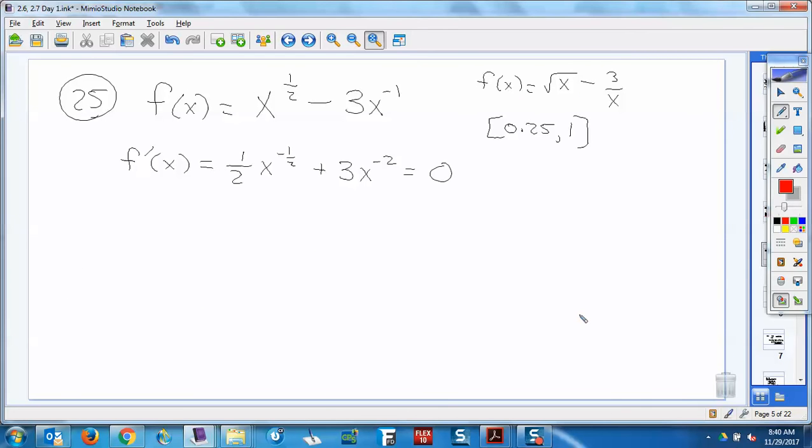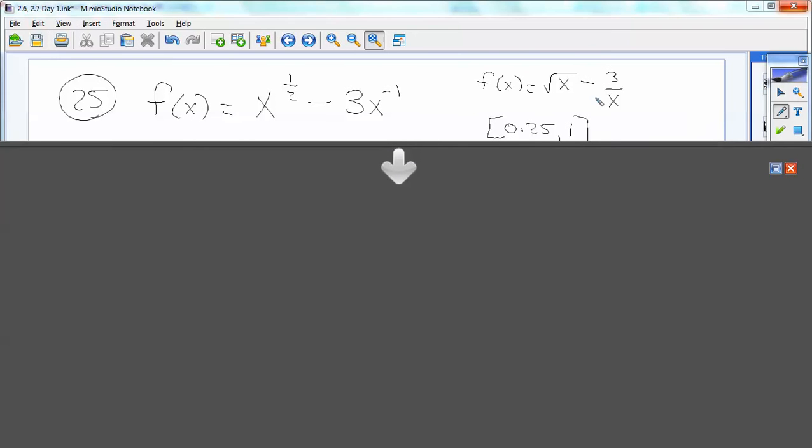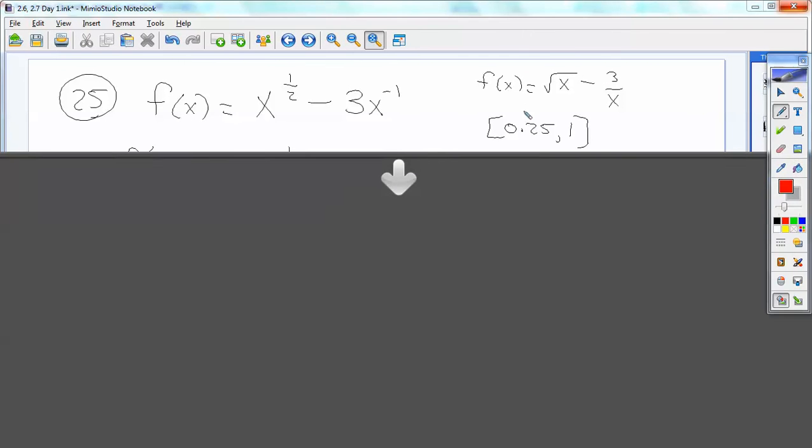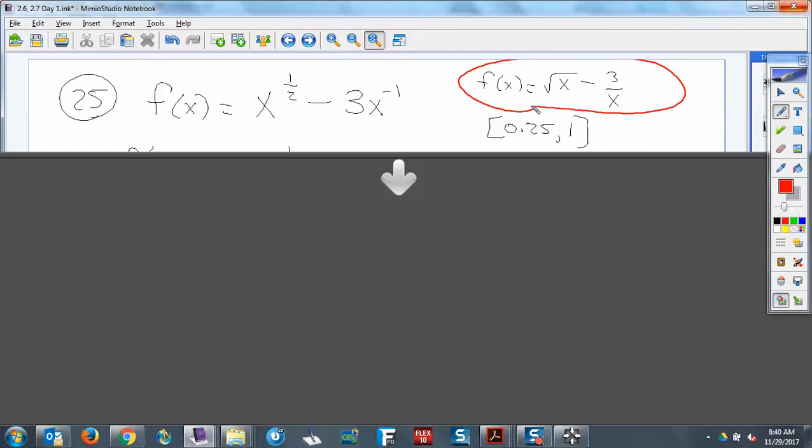So let's take a look at this one. A lot of times this problem would have been given like this. So this is a little stranger looking function, and we want to find the global max and min on the interval 0.25 to 1. Okay, so we're going to do the derivative.